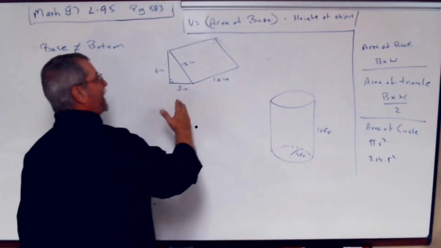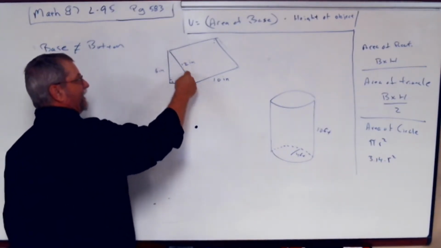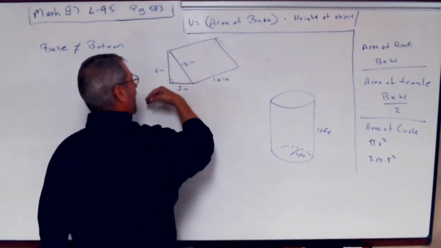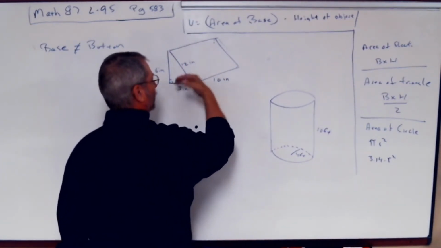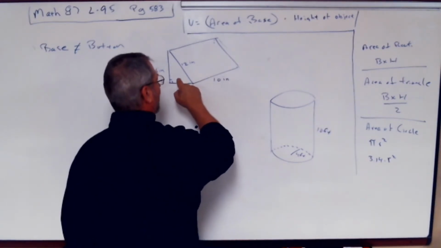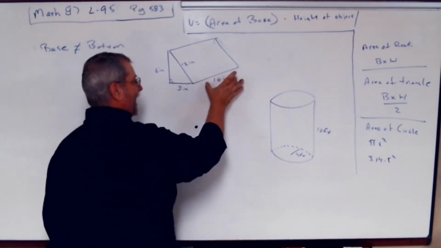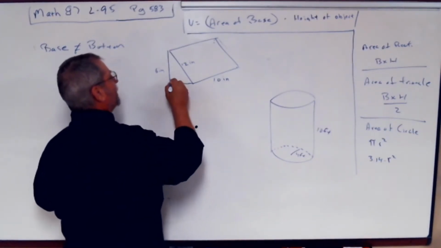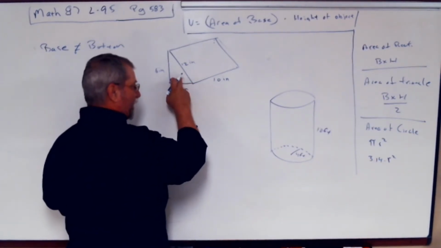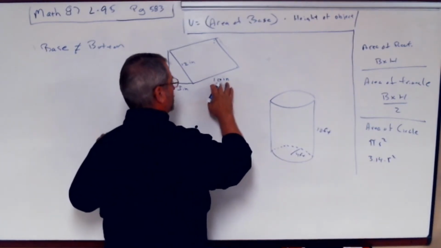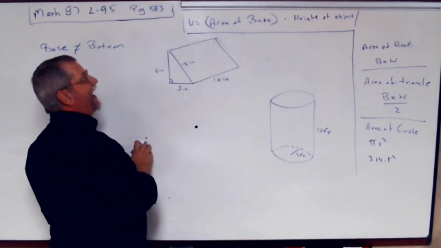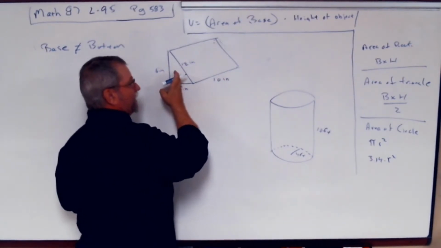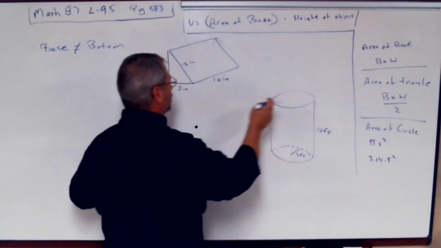The base is the place where you cut it. If I cut it across here like this and sliced it like a piece of bread, every piece that fell off would be an identical triangle. You understand? This is the base. This is the height of the object. This is the base of the object. It's a triangle. This is the height of the object. How do I find the area of the base? It's a triangle. Base times height divided by 2.